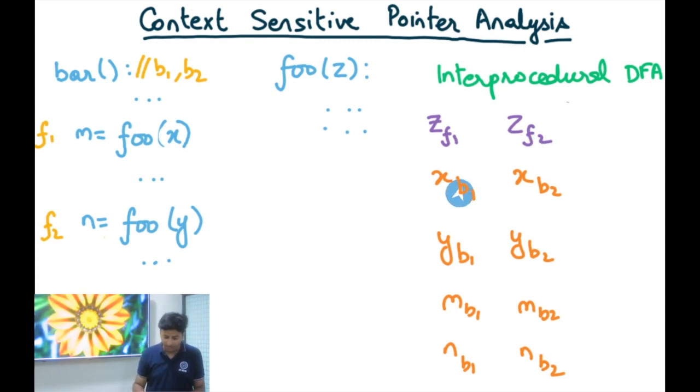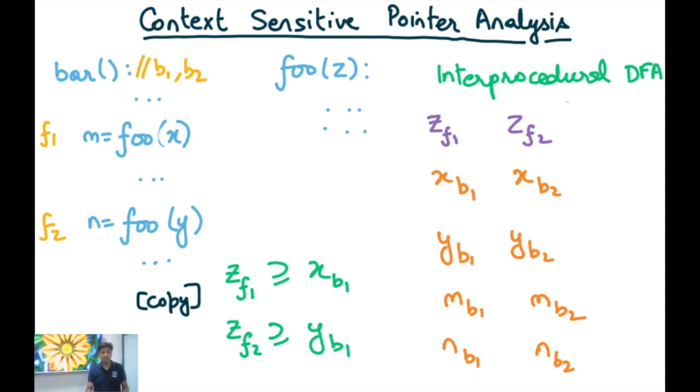Similarly, x could occur in 2 different contexts, xb1 and xb2, because x is a variable occurring in bar, so we look at bar's context when we version the variables. Similarly, y is yb1, yb2, because once again it's occurring in bar. m and n are also variables, and those are also going to be versioned using the context. So mb1, mb2, nb1, nb2, and they become completely different quantities that get analyzed in their respective contexts while doing the inter-procedural DFA.